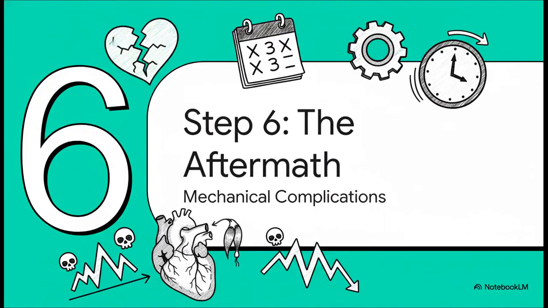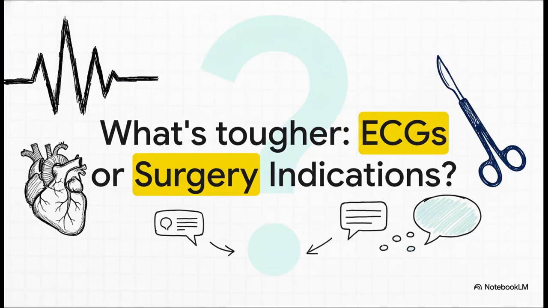And finally, the patient goes home, only to come back crashing 3 days later. What on earth happened? And that nightmare scenario brings us to our final critical step, step 6, the aftermath. We're talking about the deadly mechanical complications that can pop up days, even weeks after the initial event, things like a papillary muscle rupture or a VSD. We're going to cover the dreaded timeline of death in Module 6 so you know exactly what to look for and when.